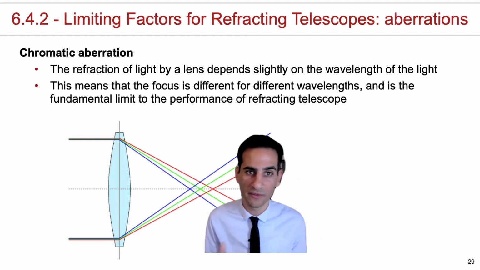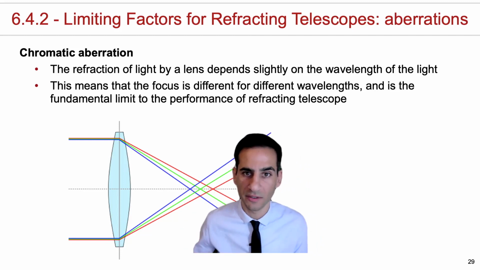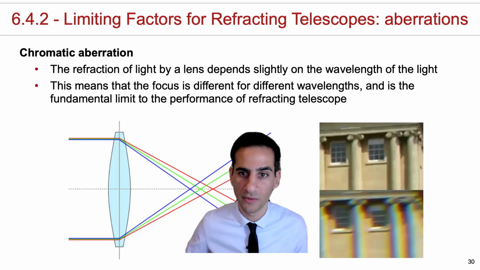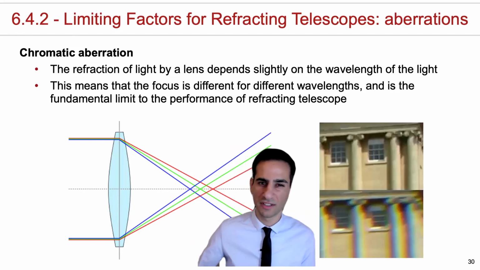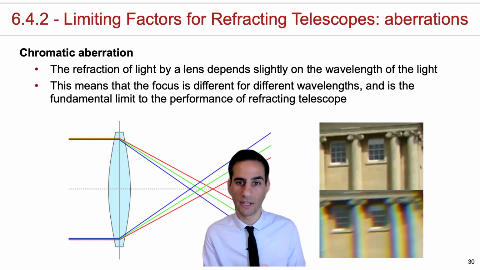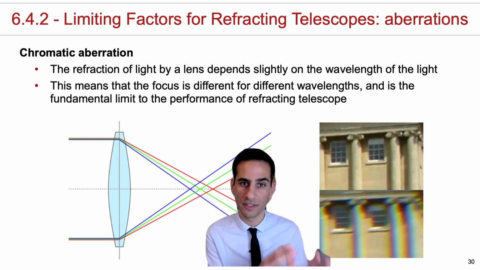This is really a fundamental limit to the performance of refracting telescopes and is the reason why you can see photographs like this. If you're using a really large lens, you start to see the image is sort of out of focus for some of the wavelengths.